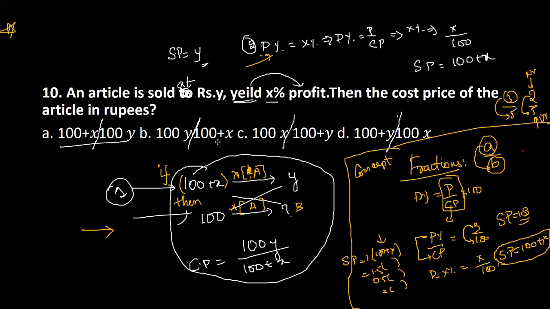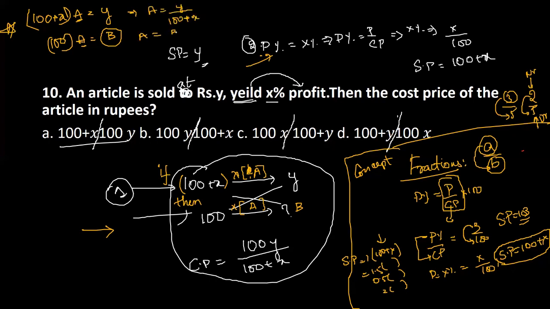I don't know if you ever asked yourself this question: why do you always have to cross multiply? There should be some reason, right? The reason is that 100 plus x multiplied with a will be equal to y. Similarly, 100a should be equal to b. You want the value of b, but in both of these only one term is common, which is a. So a will be equal to y by 100 plus x in this case, and in this case a will be equal to b by 100.